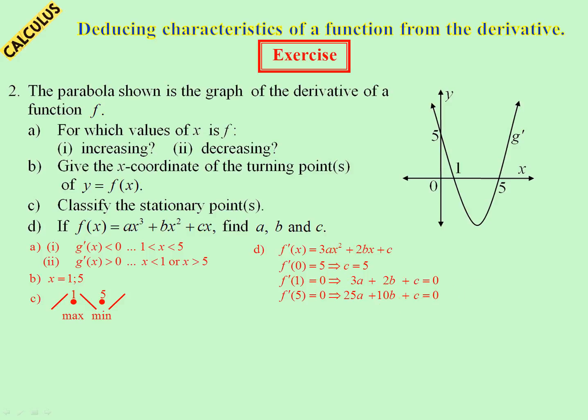And I'm going to solve simultaneously. Subtract the equations to get rid of the b. I've done 2 minus 1, so we have a positive here. So a is 2. Substitute back, and we get b is 5.5. So we have a, b, and c.